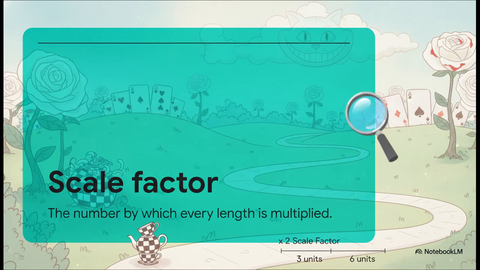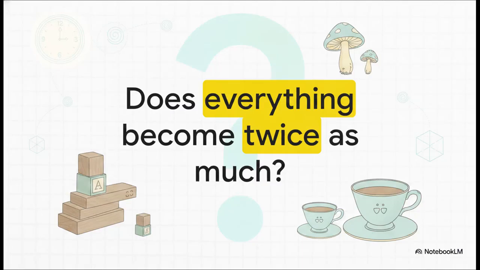The absolute foundation of everything we'll talk about today is the scale factor. This is literally just the number by which every length is multiplied, proportional scaling. So if our scale factor is 2, a length just doubles. A 3-unit line segment becomes a 6-unit line segment. It's a very straightforward one-dimensional rule. Your new length is just the old length multiplied by the scale factor. Easy, right? But here is the trap that catches so many of us.